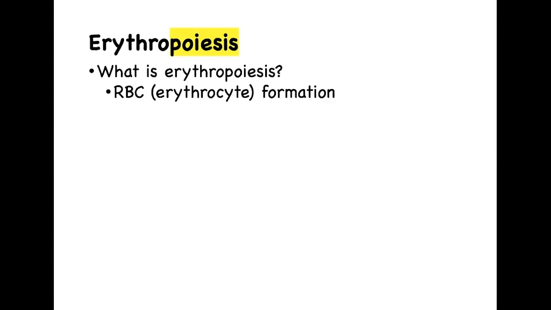So what is erythropoiesis? Poiesis means formation or to make. Therefore, erythropoiesis is the formation or the production of red blood cells or erythrocytes.